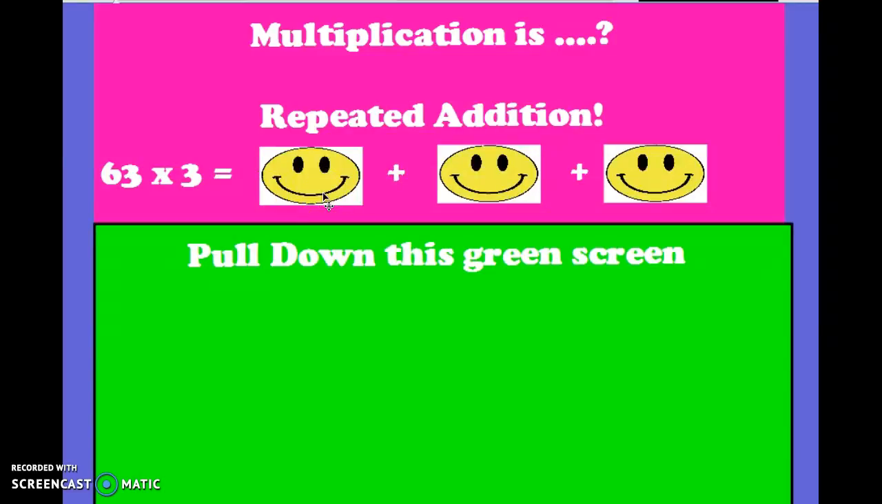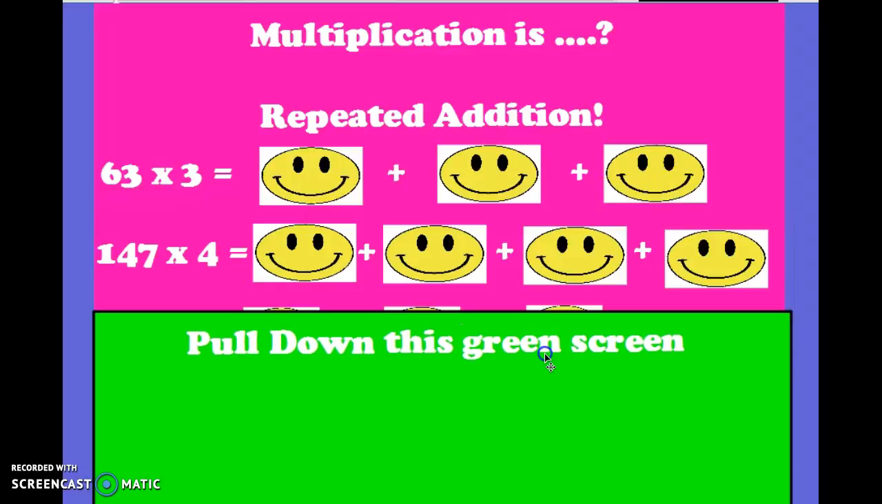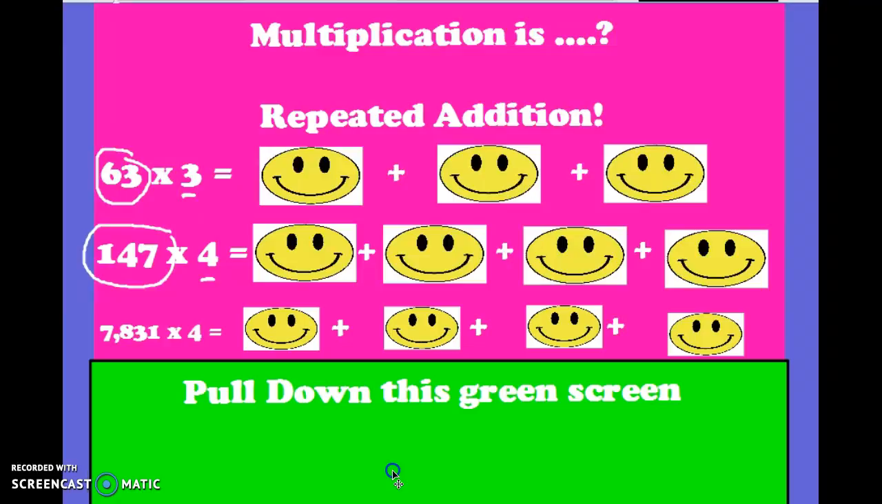We also need to consider other examples. 63 times 3 would be 63 plus 63 plus 63. 147 times 4 would be 147 plus 147 plus 147 plus 147. 4 equal groups of 147. 3 equal groups with 63 pieces in them. 7,831 times 4, doesn't matter. Take a look at the total number of groups, 1, 2, 3, 4, represented by a smiley face, and then create those numbers. So the smileys will be replaced by 7,831. You repeatedly add that number 4 times.